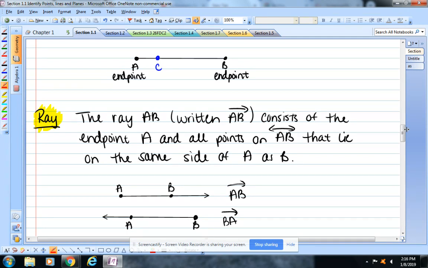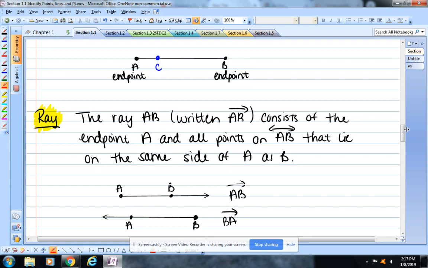All right, to write a ray, you just have one arrow. So ray AB would be like that. Okay, so a ray has one endpoint and one part that goes forever. So it does stop in one place, but the other part of the line keeps going.